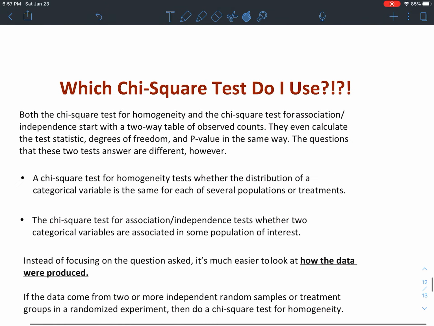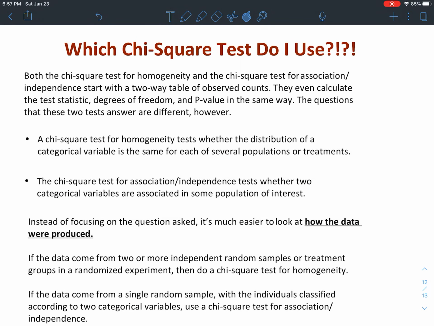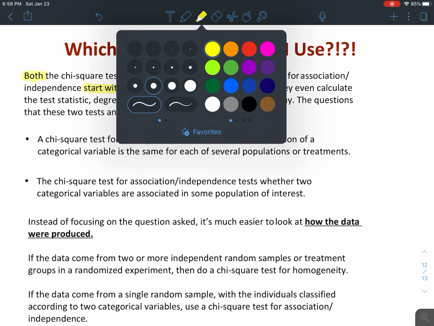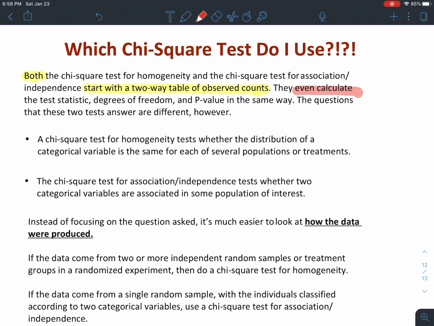Okay, let's take a look at the next page here. Which chi-square test do I use? So we've been reinforcing this, and we've been told here that both of these tests really start with two-way tables of observed counts. They both start the same. In fact, it goes on to say here that even the way that you calculate chi-squared, degrees of freedom, p-value, all that is the same. However, the questions that these two tests answer are very different, and that's because the null hypotheses vary differently.